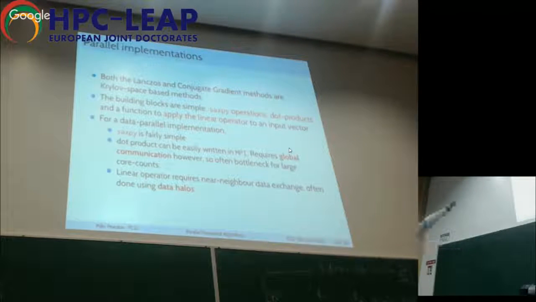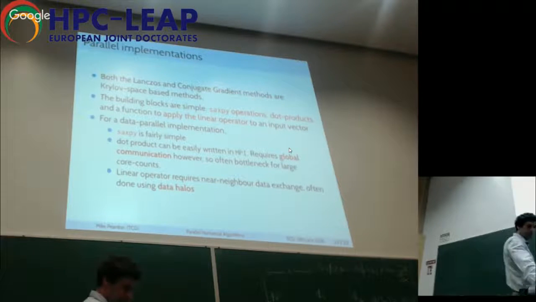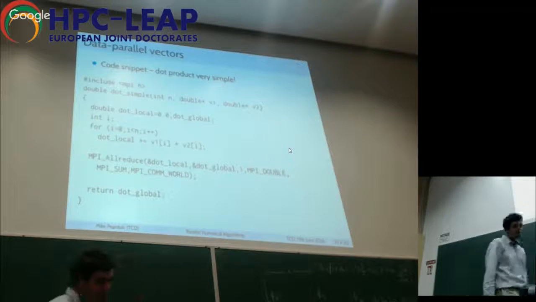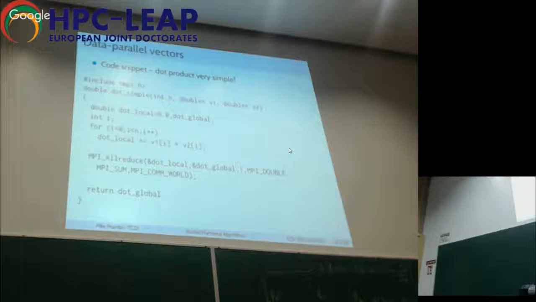And dot products can be easily written as an MPI code. In its simplest implementation, and I wrote one for you there, it really is two lines. So here's how you write a dot product of a data parallel vector in MPI. It's really a single MPI call.